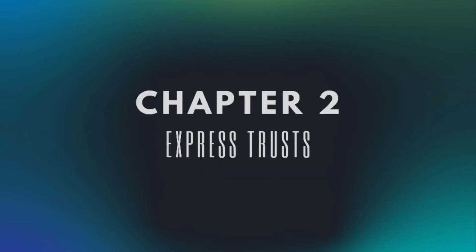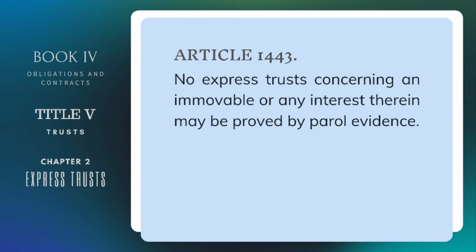Chapter 2. Express Trusts. Article 1443. No express trust concerning an immovable or any interest therein may be proved by parol evidence.